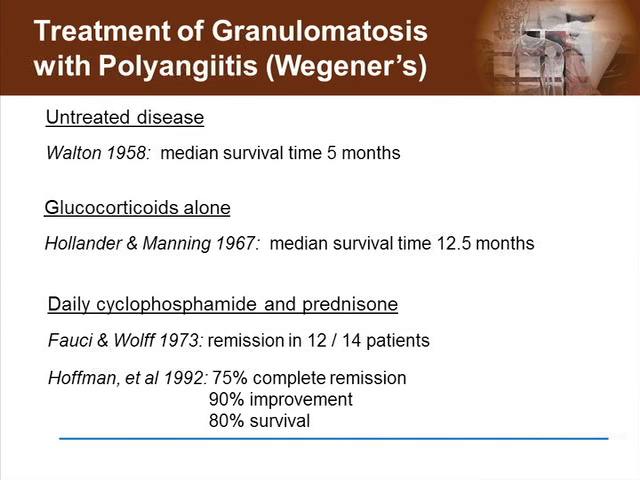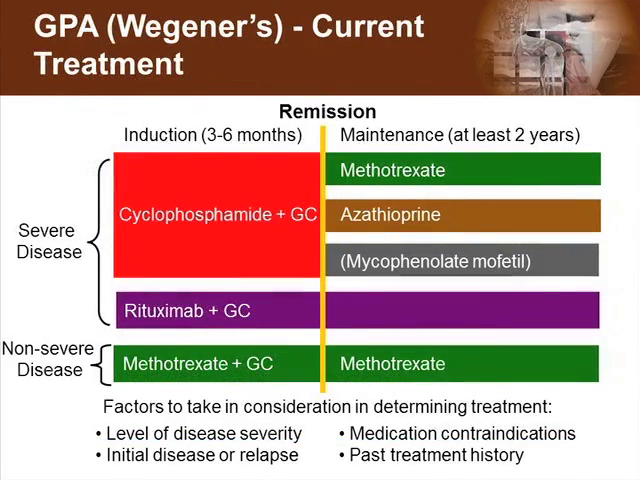In their original series, remission was seen in 12 of 14 patients, and in the longer-term series by Dr. Hoffman in 1992, 75% of these patients were seen to have a complete remission, 90% had improvement, and most significantly, an 80% survival rate was seen. In current day, we think about treatment in terms of different phases.